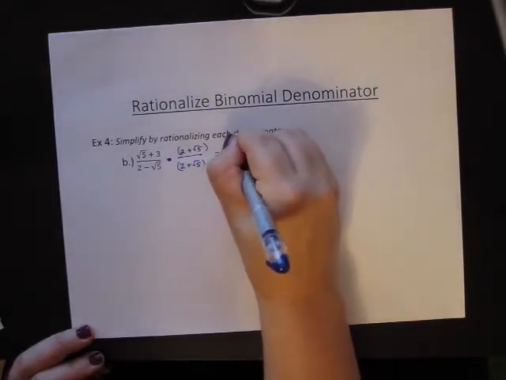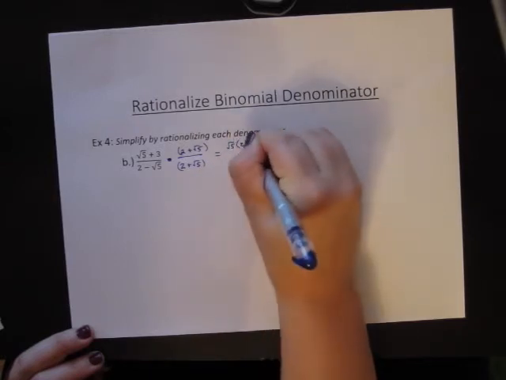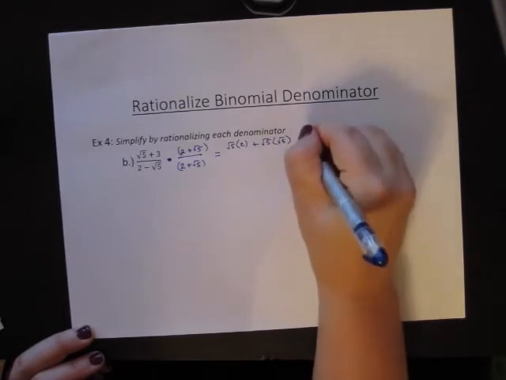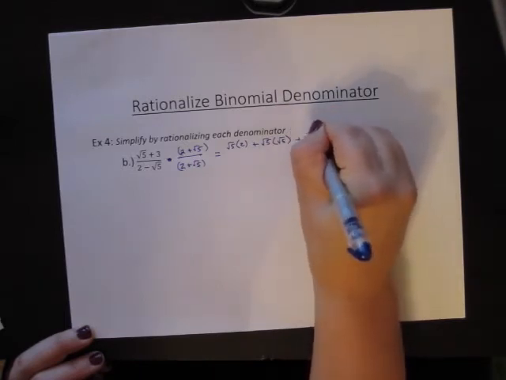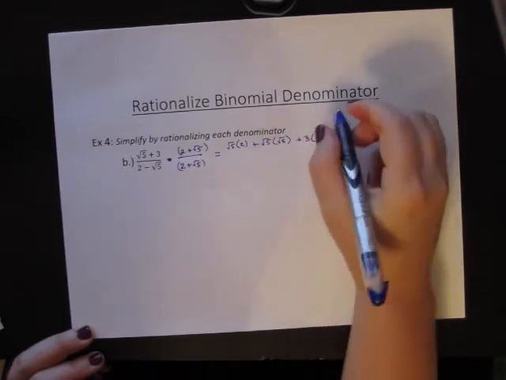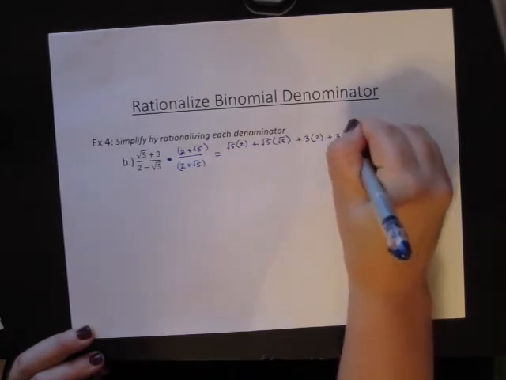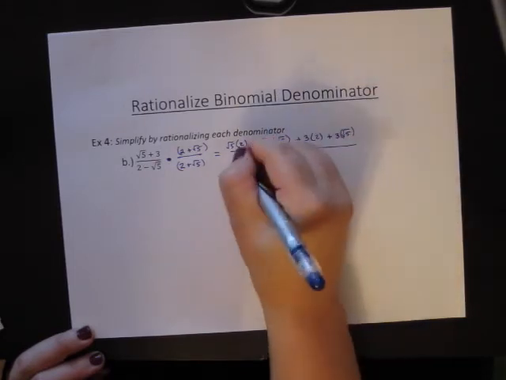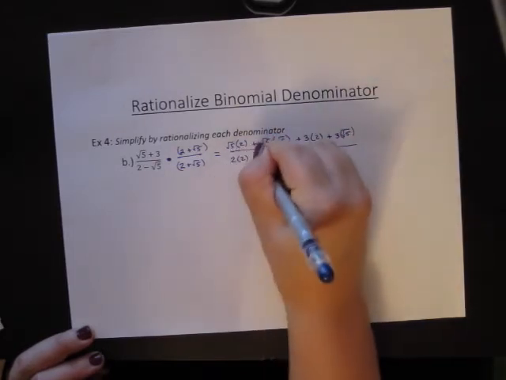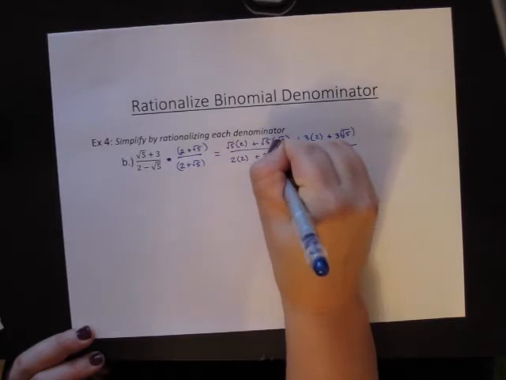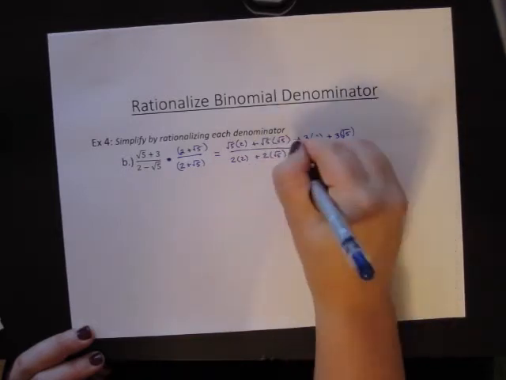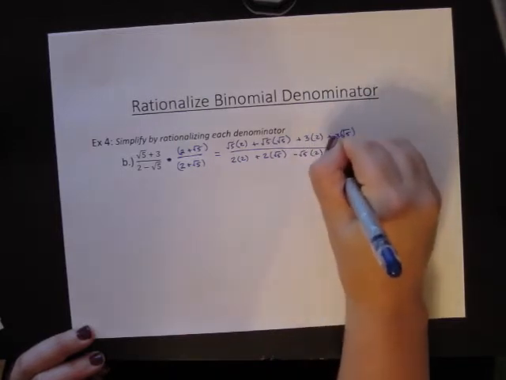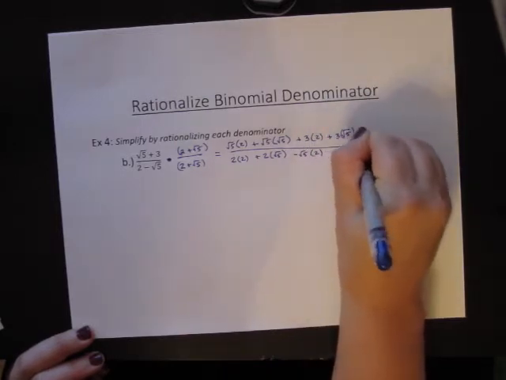Alright, so I'm going to take the square root of 5 times 2 plus the square root of 5 times the square root of 5 plus 3 times 2 plus 3 times the square root of 5, all over 2 times 2 plus 2 times the square root of 5 minus the square root of 5 times 2 minus the square root of 5 times the square root of 5.